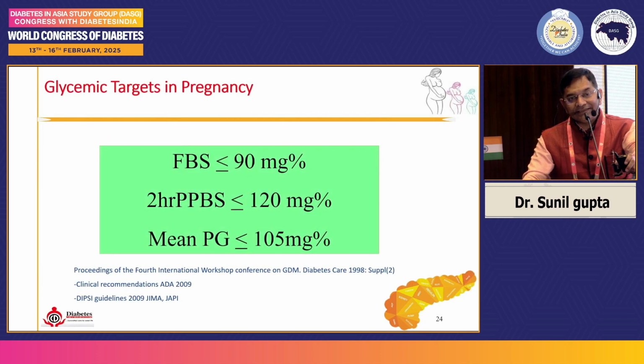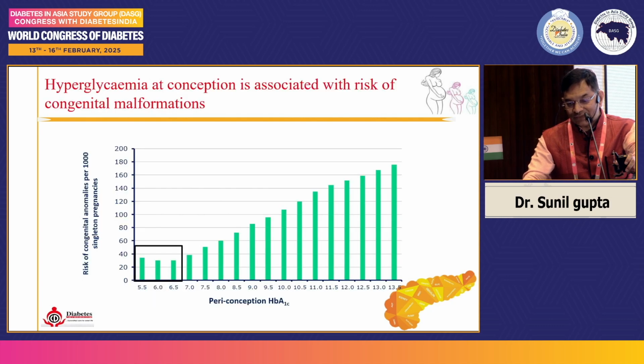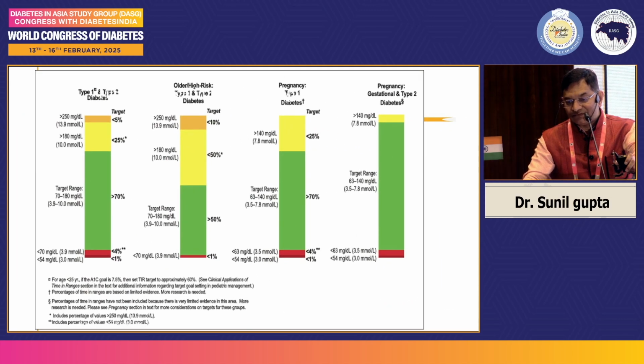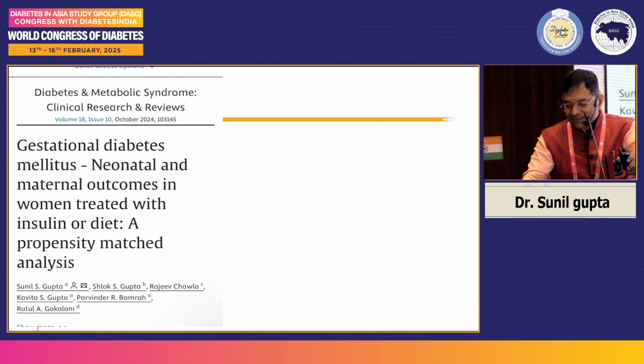Their target should be fasting less than 90, 2 hours less than 120, HbA1c less than 6.5, and this TIR model was shown yesterday also in the technology meeting, that for GDM and type 2 pregestational diabetes, the cutoff in pregnancy has been kept at 63 to 140. I repeat, 63 to 140 is the TIR range. For GDM and pregestational type 2 diabetes, we should try to achieve more than 90% TIR, while for type 1 diabetes, up to 70% TIR is acceptable. Your targets will be the targets for pregnancy, as I told you.